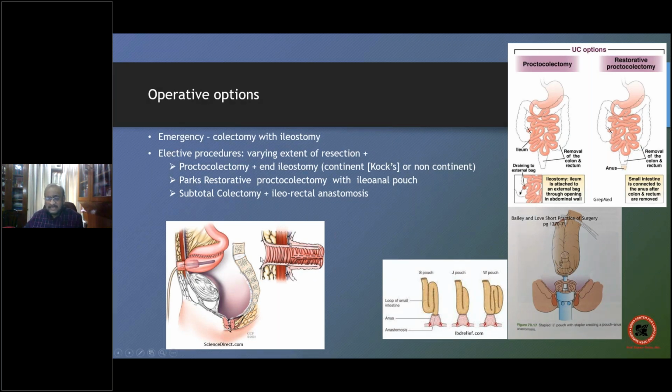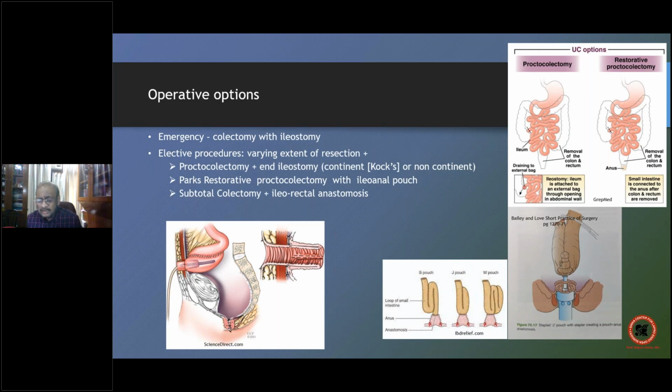Number two, the second thing is that when I've removed the rectum, I've left the anal canal behind. See, the anus has been left behind. So what else can I do? What I can do is I can do ileo-anal anastomosis. Now you can well imagine what ileo-anal anastomosis is going to do for you. This patient is going to have severe diarrhea in and out because there is no storage function.